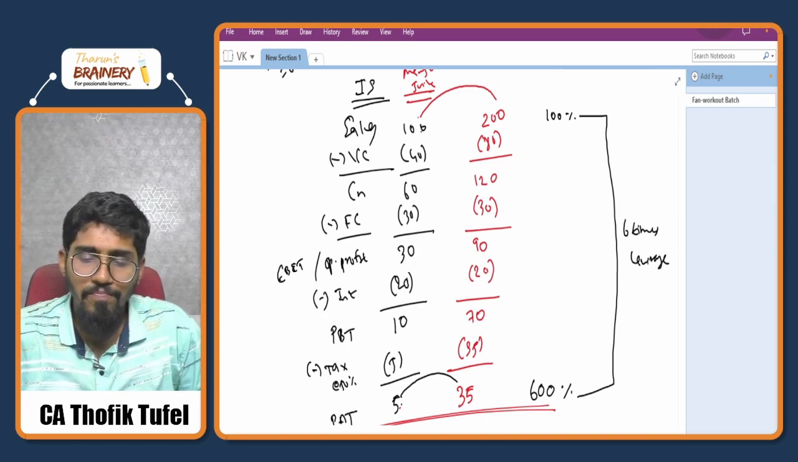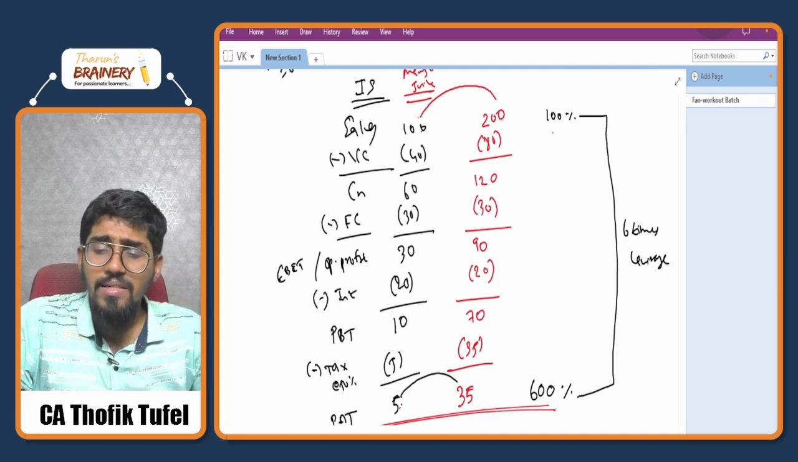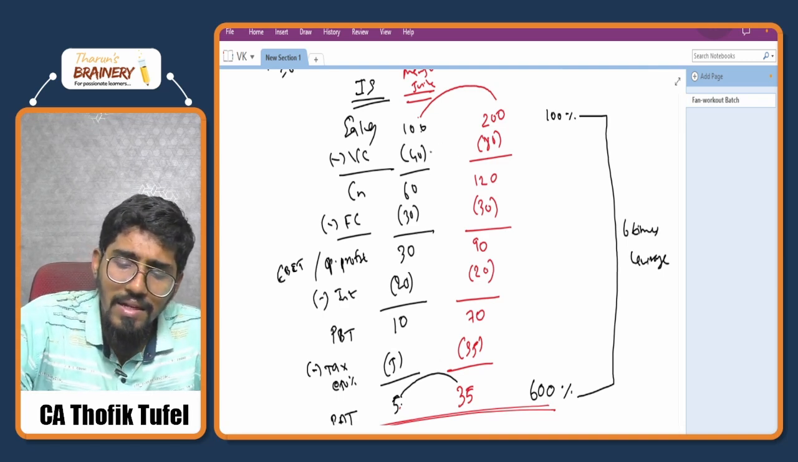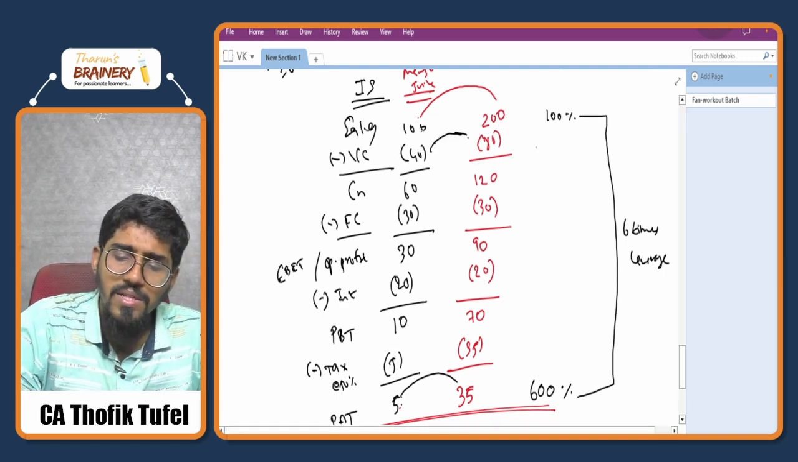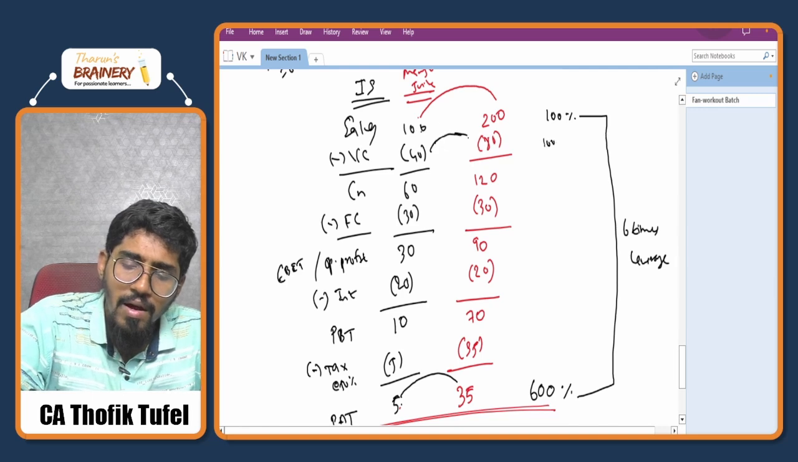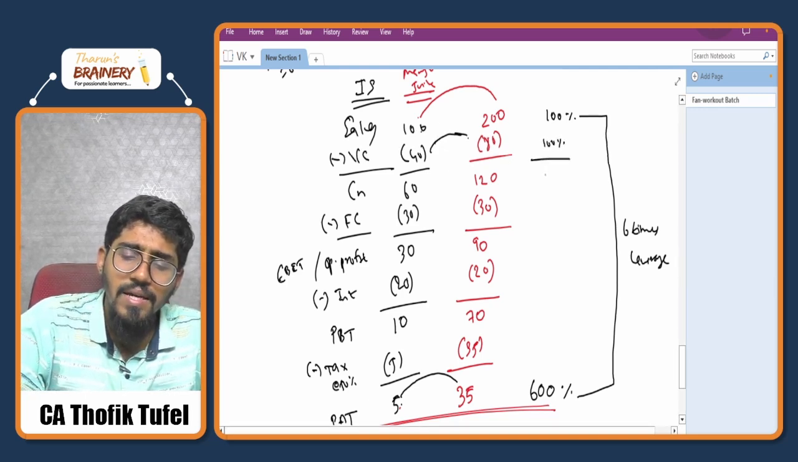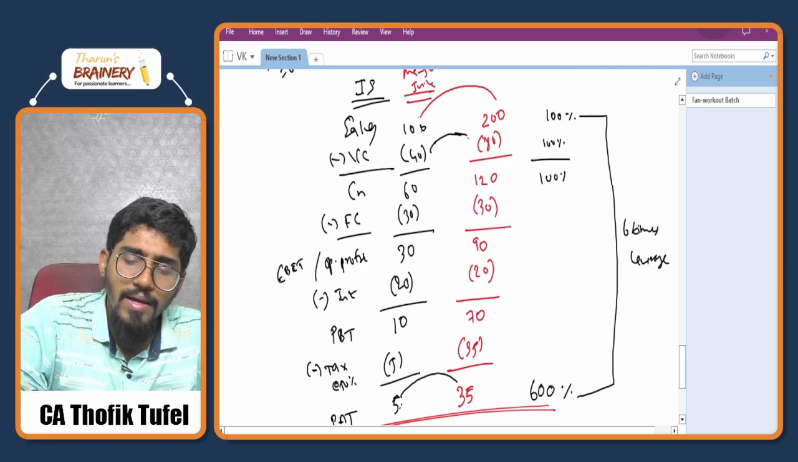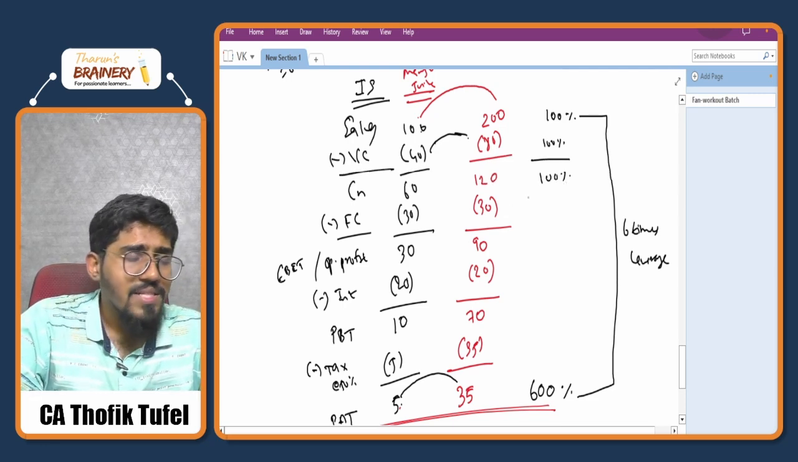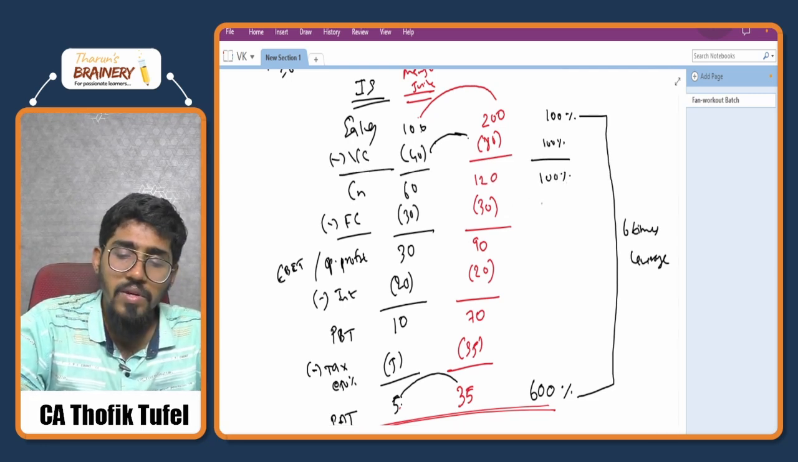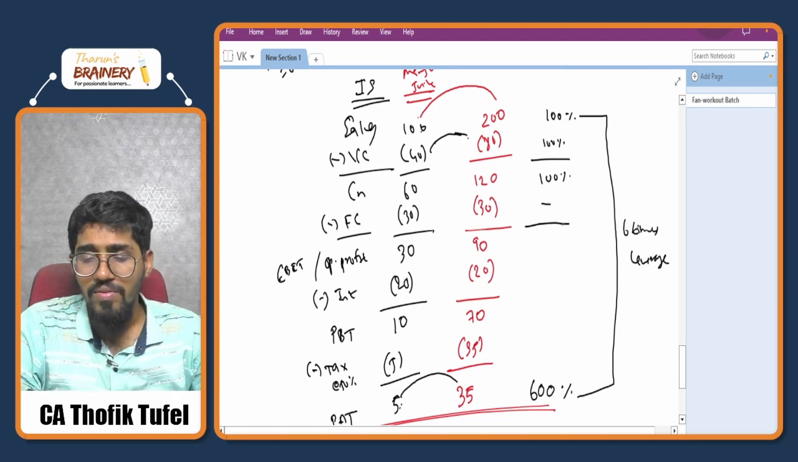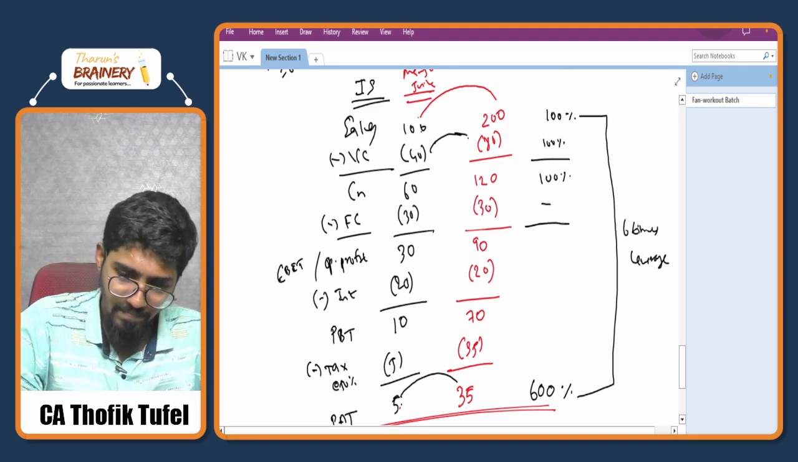If there is a 100% increase in sales, you see that there is also a 100% increase in variable cost. What is the percentage increase in variable cost? 100%. 60 is becoming 120. What is the percentage increase in contribution? Again 100%. What is the percentage increase in fixed cost? Fixed cost is not increasing.